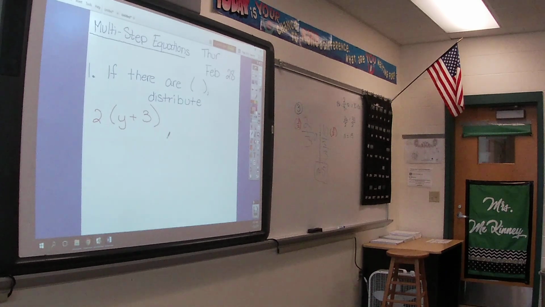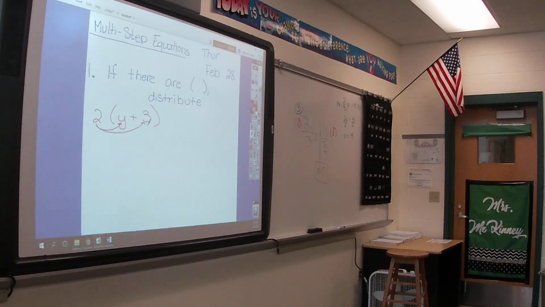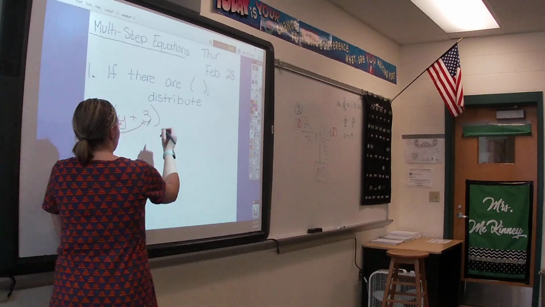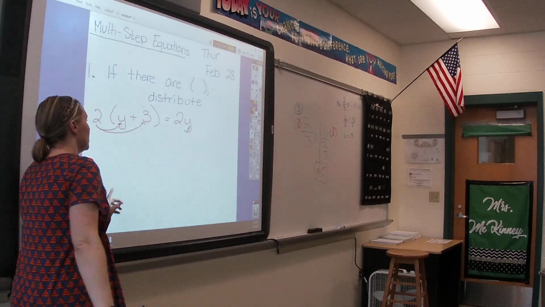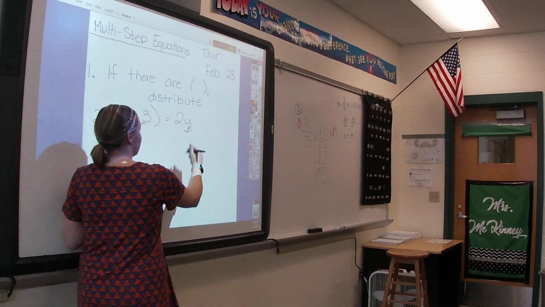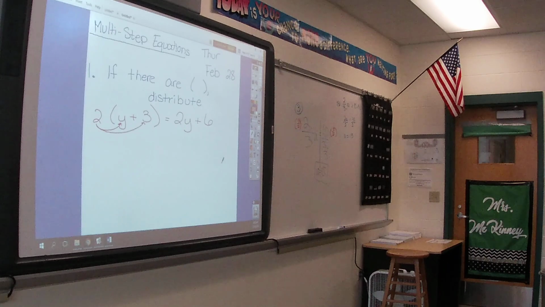If this comes up somewhere in the equation, maybe afterwards it says equals 20, okay, we will distribute just like we've been talking about distributing, where we will pass this 2 out to each piece, and when we pass it out, we use multiplication. Okay, so 2 times y gives us what? 2y. 2 times positive 3 gives us what? 6. Positive 6. Right, so we could rewrite that as a 2y plus 6. Rarely do my students have issues with that.